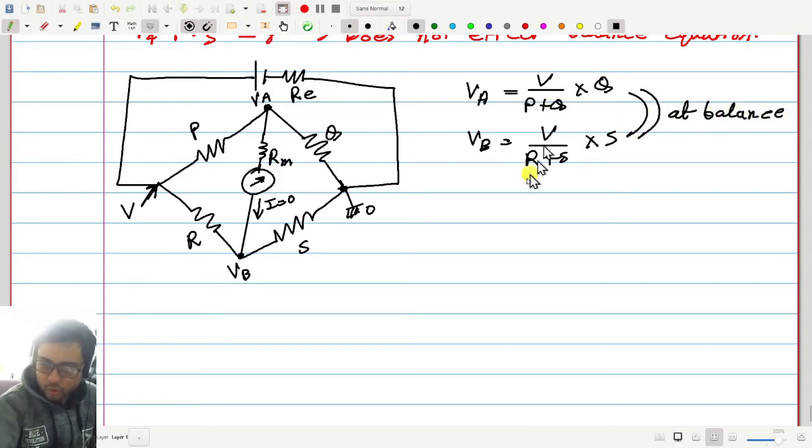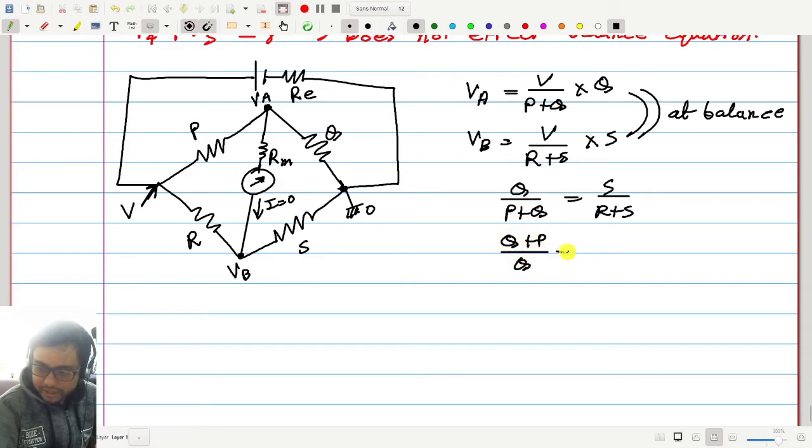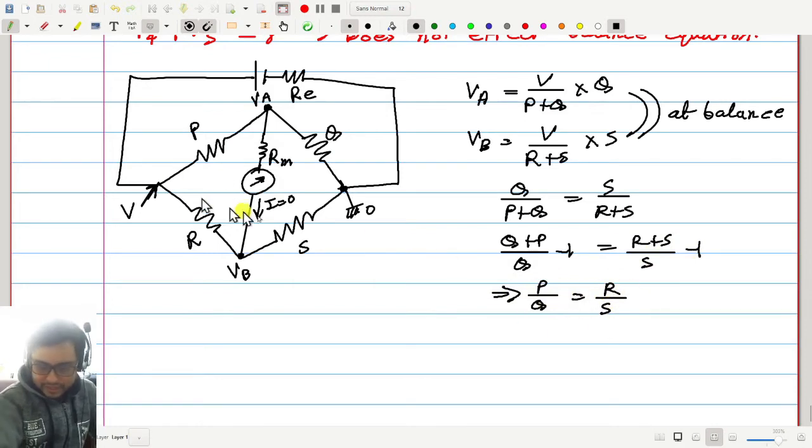Okay, and so you have Q by P plus Q equal to S by R plus S. Let me now take the reciprocals and subtract 1 on this side, R plus S by S minus 1. This will give P by Q equal to R by S. This is the balance equation, and while deriving this, nowhere does this resistance come into the picture, neither this resistance, so they can be of any value, low, medium, high, unknown, whatever, so that does not change the balance equation at all.